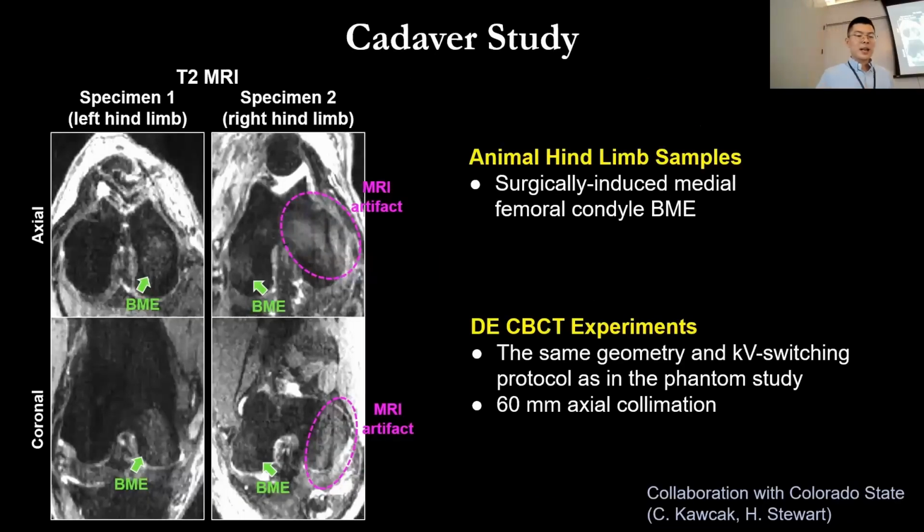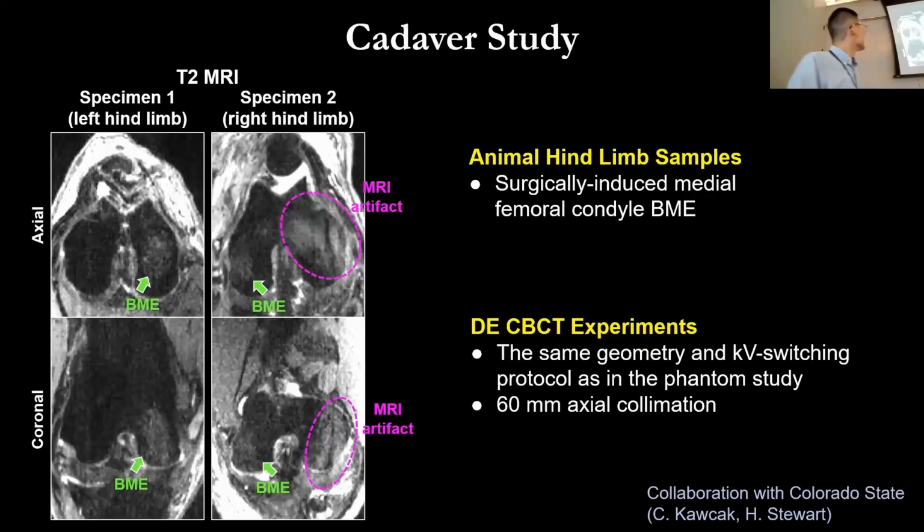So to wrap up this study, I want to quickly show you one or two slides about the cadaver study that we did. It's an animal cadaver, by the way, an adult sheep. The animal is healthy and alive at the beginning. Our collaborators from Colorado did a minimally invasive surgery on both knees of the sheep to induce bone marrow edema on the medial condyle of both femurs.